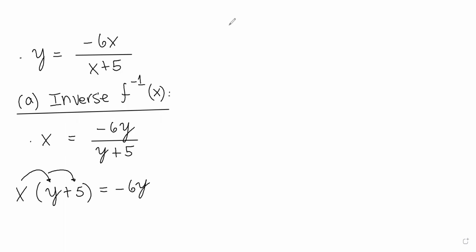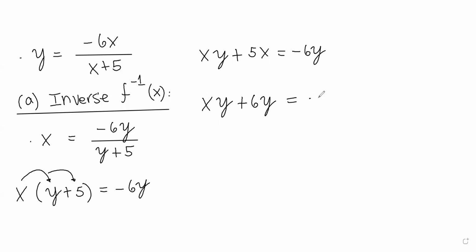Distribute, leaving you with xy plus 5x equals negative 6y. Next, our goal is to find y. So I collect all y's on the left side, giving xy plus 6y equals negative 5x. Again, I added 6y to both sides. I subtracted 5x to both sides.